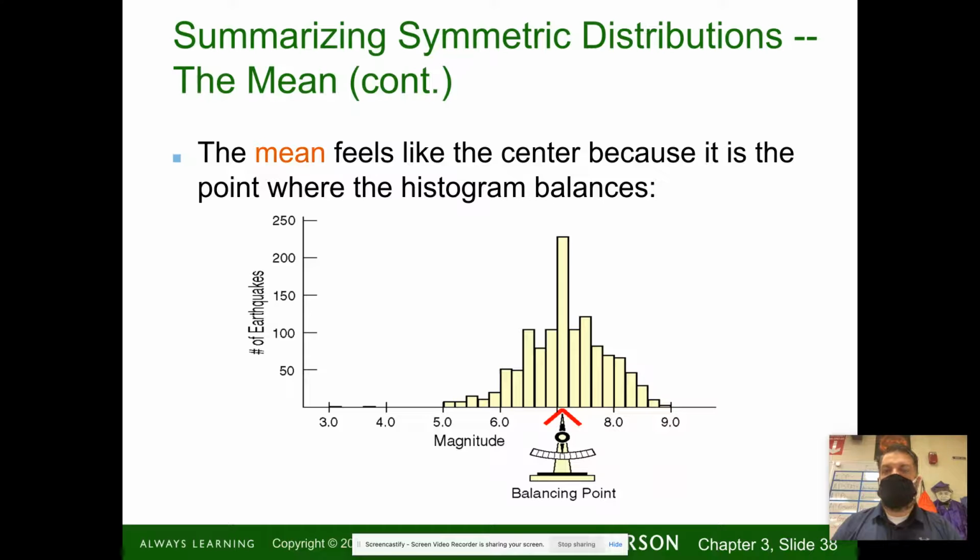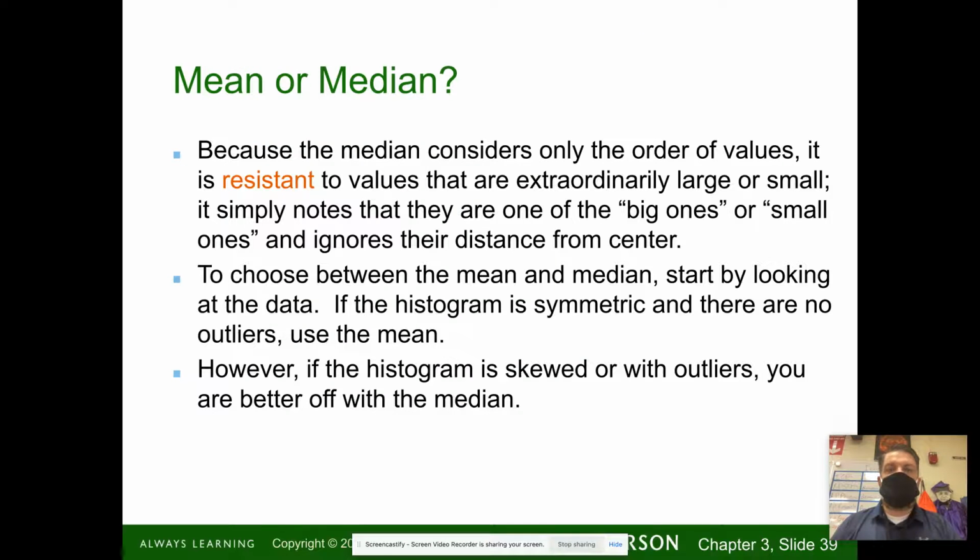It's the arithmetic average. Because the median considers only the order of the values, it is resistant to values that are extraordinarily large or small. So if you have some crazy outliers, that'll have a huge impact on the mean. But it doesn't have an impact on the median, all right?